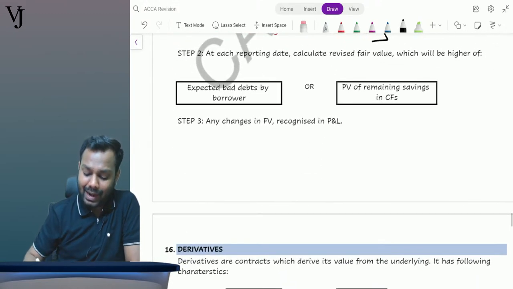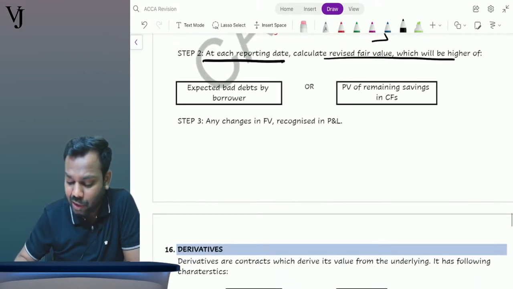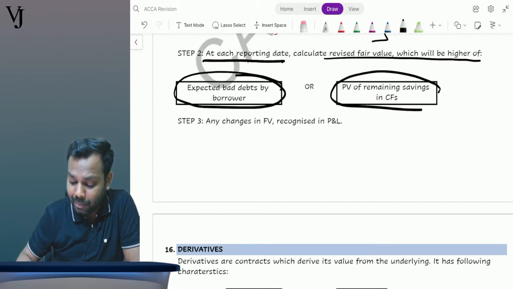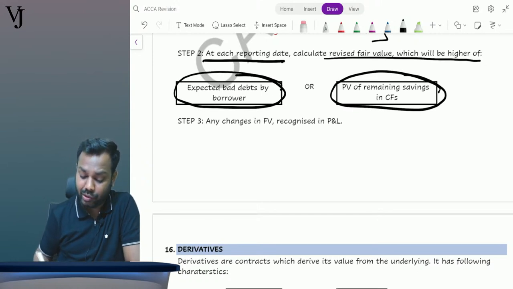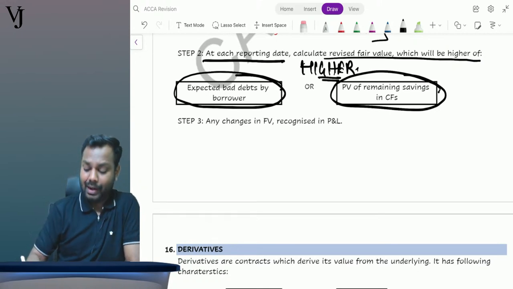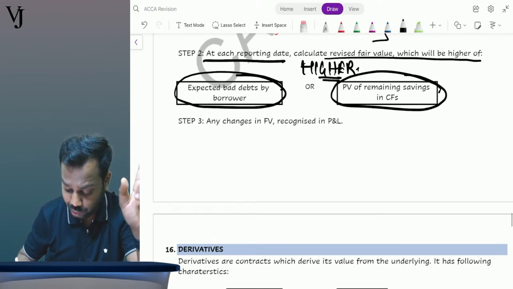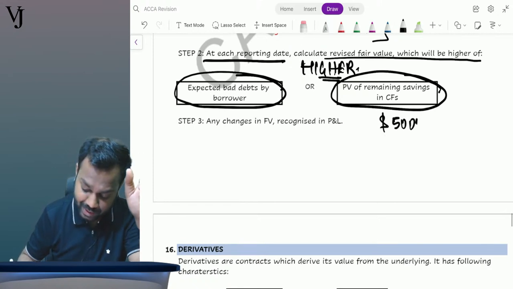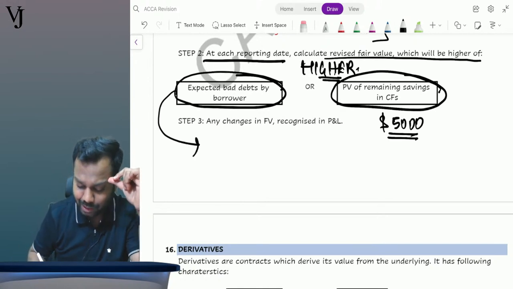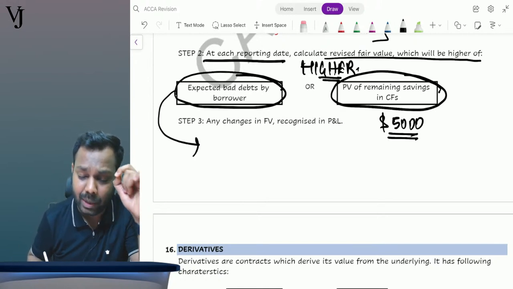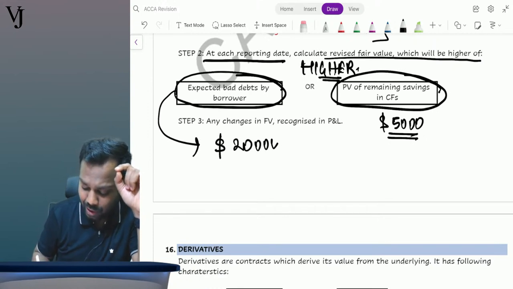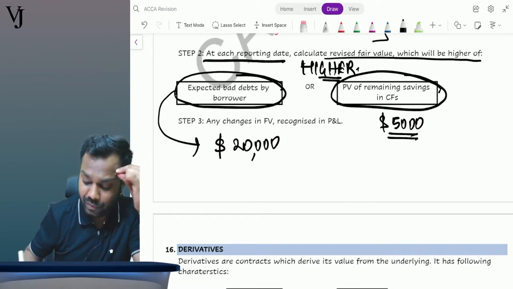Now, at each reporting date, the revised fair value will be the higher of the expected bad debts or the present value of the remaining cash flows. Why higher? Let's suppose the present value of the remaining cash flows is $5,000. But I expect that Big Basket will not be able to repay funds back to SBI amounting to $20,000. Tell me, what is my obligation, $5,000 or $20,000?